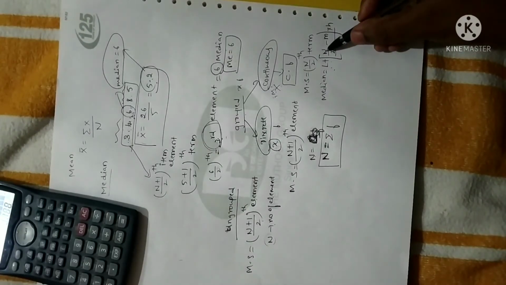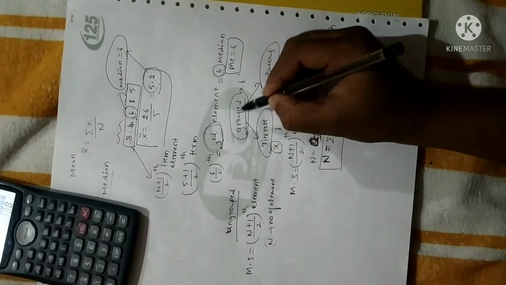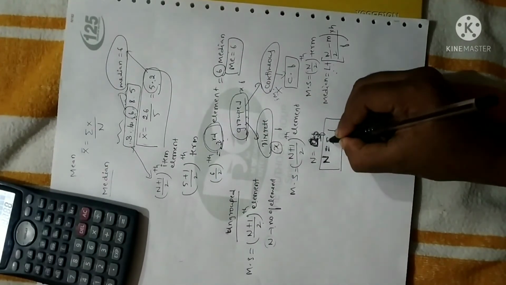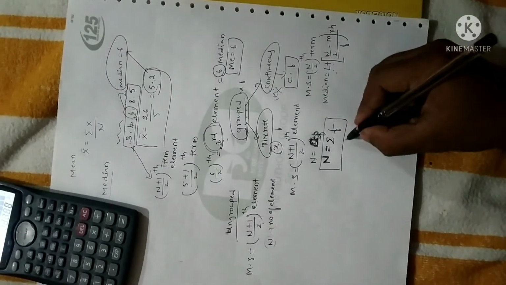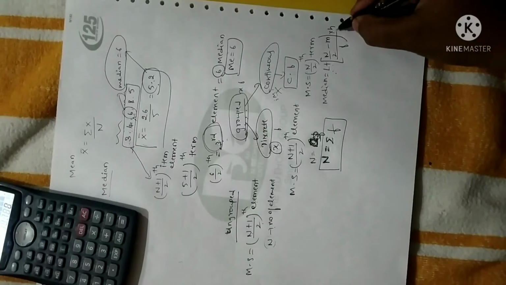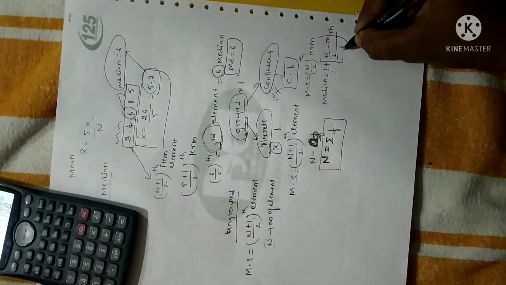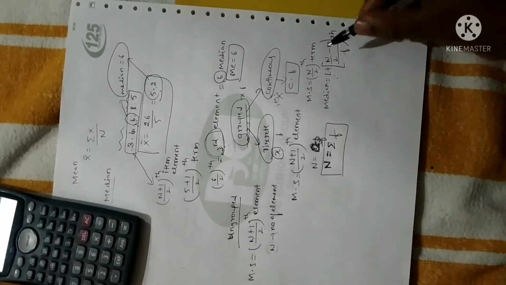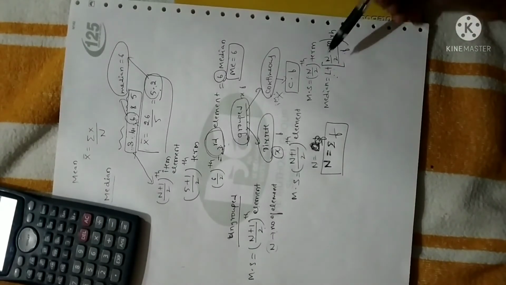N is the total sum of frequency. Remember, when we talk about group data, whether it is mean or median, capital N will always stand for sigma f. That is, we have to add all the values of f. Hope it is clear for you. And h is the difference of the class interval. As I already told you about the median class, while explaining the concept, I'll let you know.